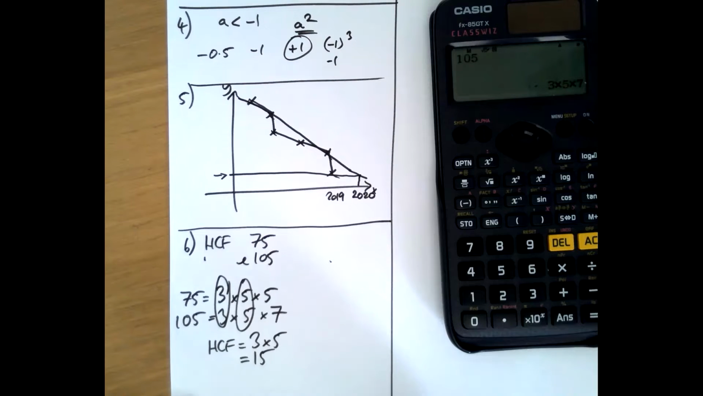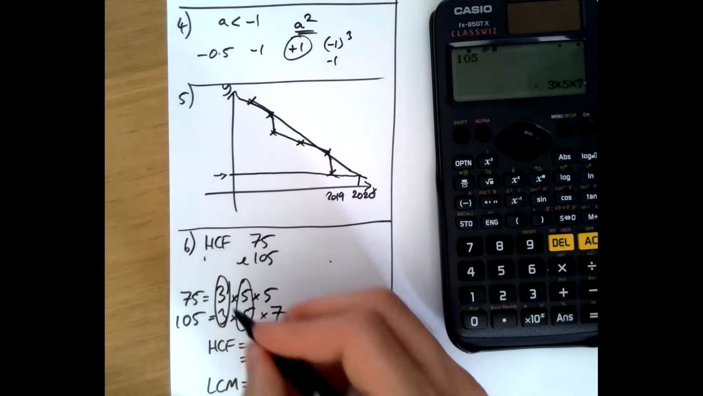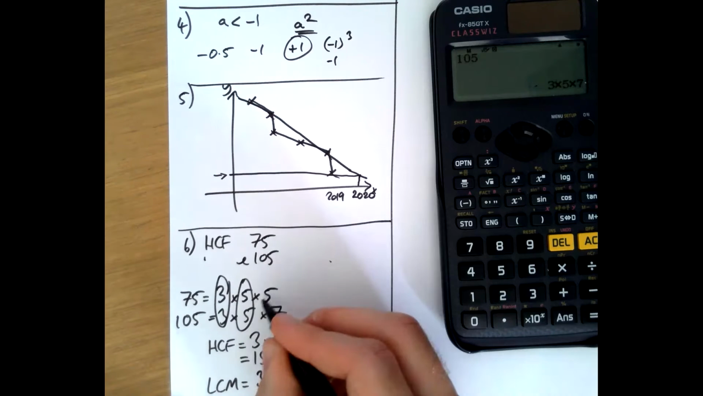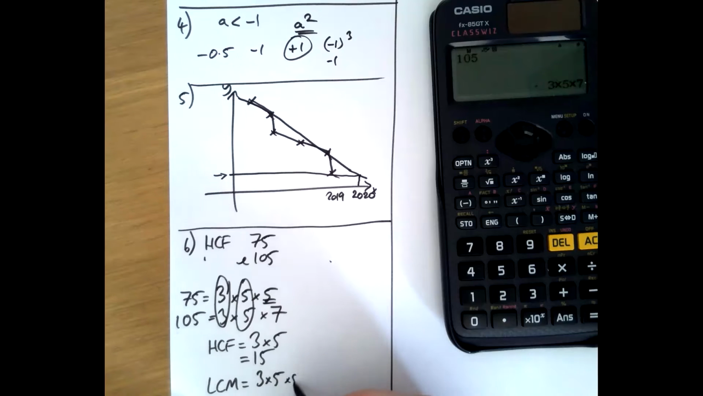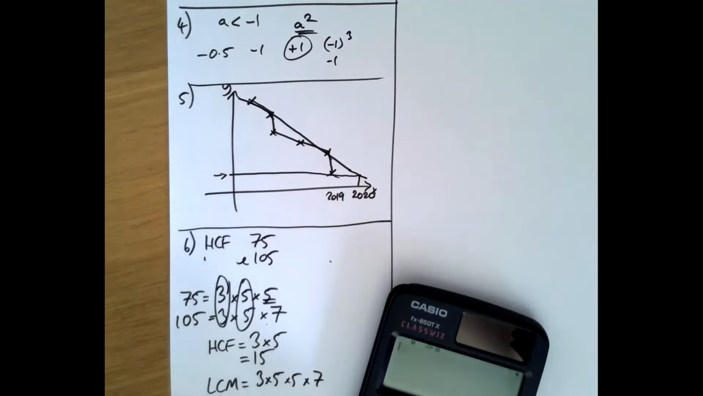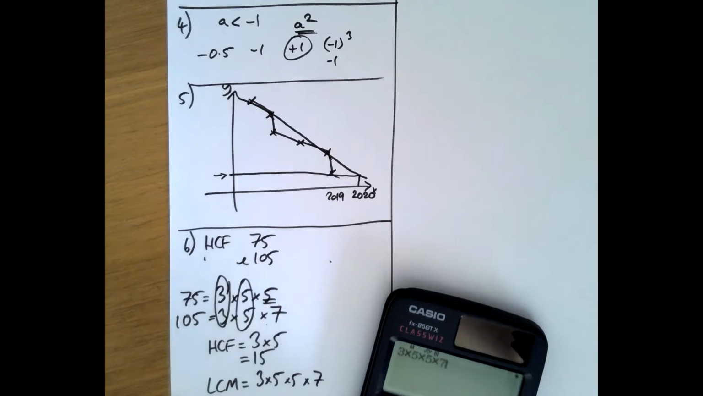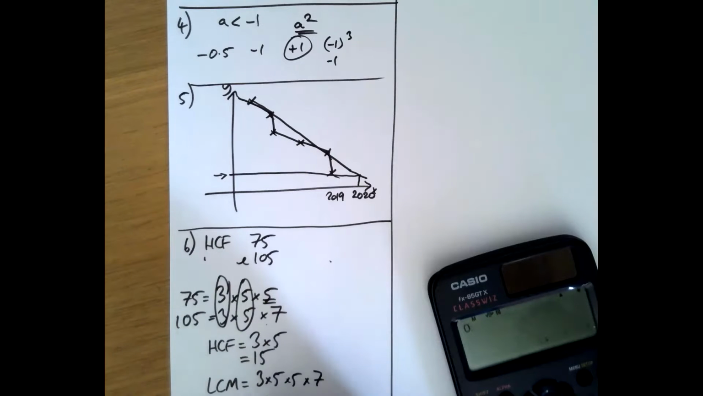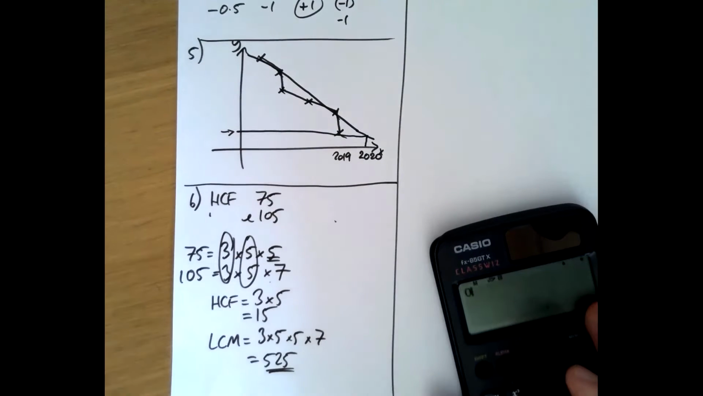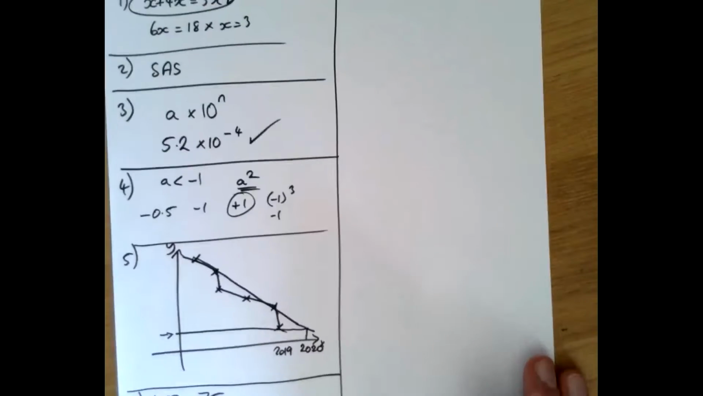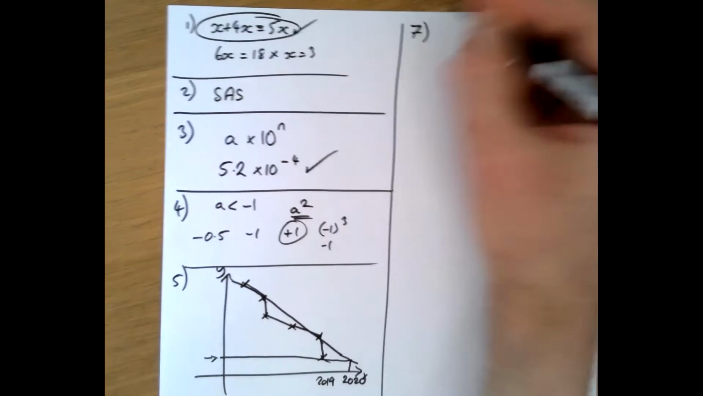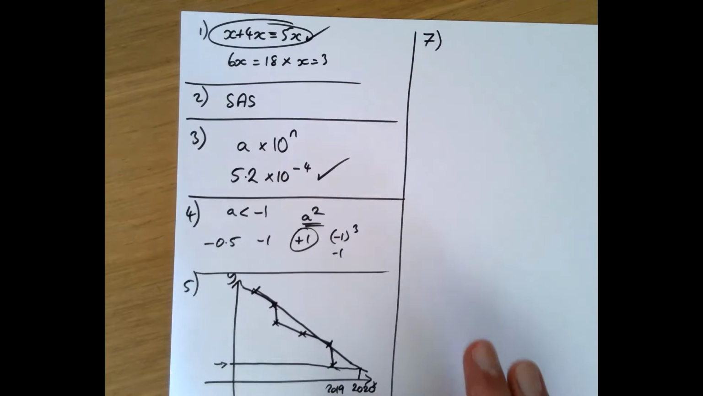Okay, if I wanted to work out the lowest common multiple, I've done exactly the same thing. But I've got 3 times 5. I also need to times it by this 5. And I also need to times it by this 7. So I would just type that into my calculator. 3 times 5 times 5 times 7. The lowest common multiple, not that they've asked for it, would be 525. Okay, number 7. So let's have a look at number 7.